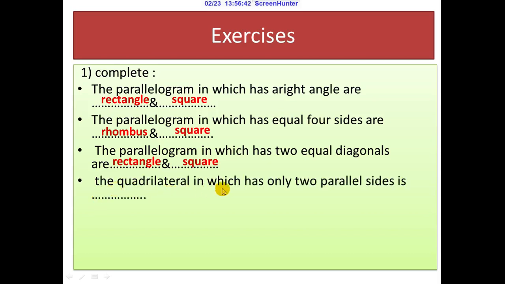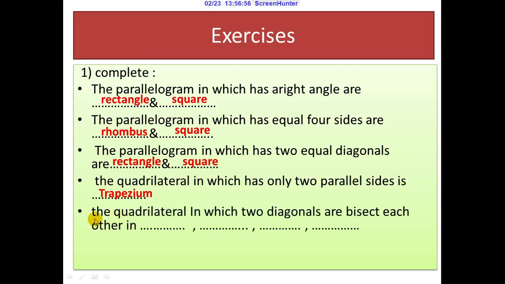The quadrilateral which has only two parallel sides is what? Has only two parallel sides. I am sure it will be trapezium. The quadrilateral in which two diagonals bisect each other, in how many shapes here? Four shapes. It will be, yes, rectangle, square, rhombus, and parallelogram.